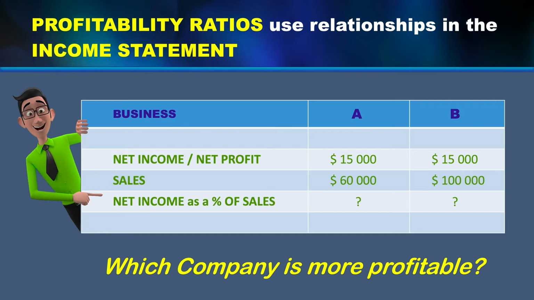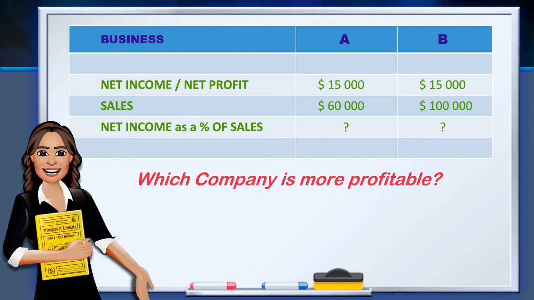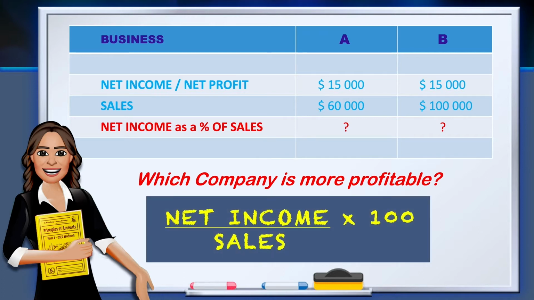What we are saying is that to know whether business A or B was more profitable, you would need to look at the relationship between the net income and the sales to better get an idea in terms of the profitability. So we are going to look at each business in terms of their net income and their net sales, and we are going to use a ratio, which is your net income as a percentage of sales. And the formula for that would be net income over sales multiplied by 100.